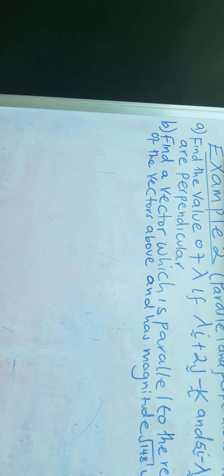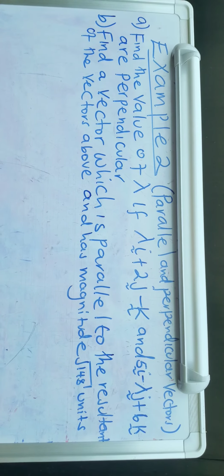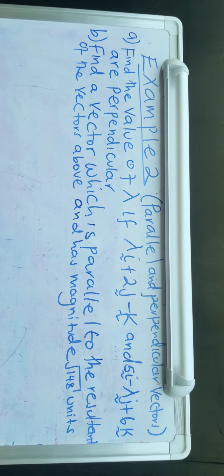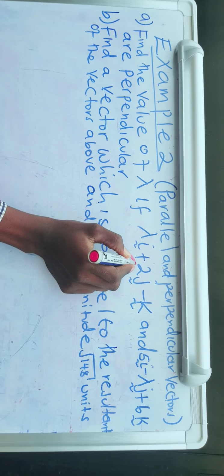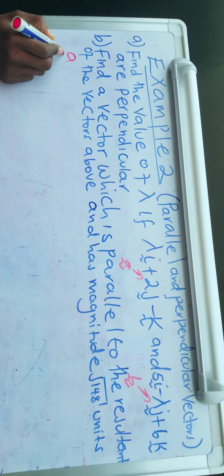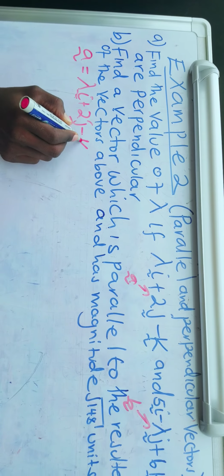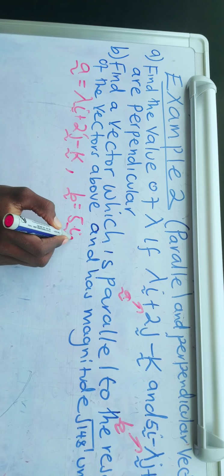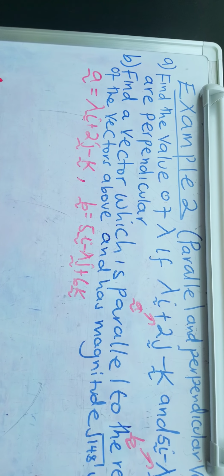So in our example here, they are telling us to find the value of lambda if lambda i plus 2j minus k and 5i minus lambda j plus 6k are perpendicular. I want to consider these two to be vectors A and B. This first vector will be my vector A, and this one will be my vector B. So our vector A is equal to lambda i plus 2j minus k, whereas our vector B is equal to 5i minus lambda j plus 6k. They are telling us these two vectors are perpendicular.